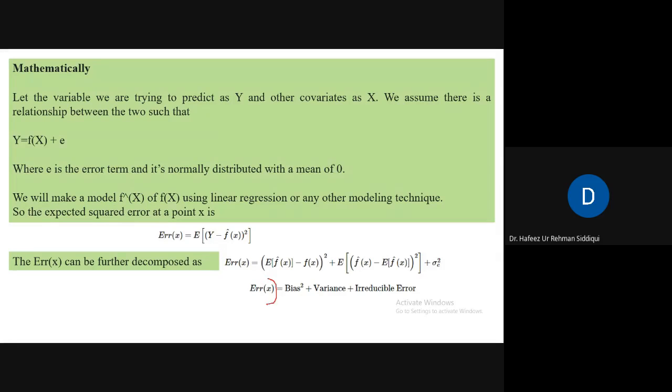Your error comes from these three factors: bias, variances, and an irreducible error. You can control these two to some extent, but the irreducible error you cannot reduce, you cannot remove. Every data set has this irreducible error.